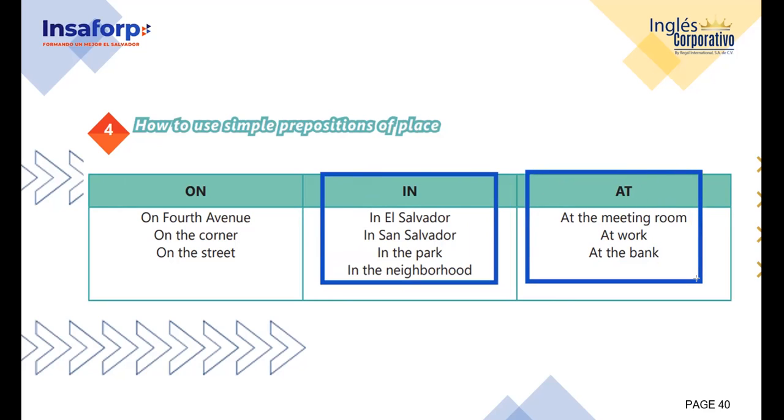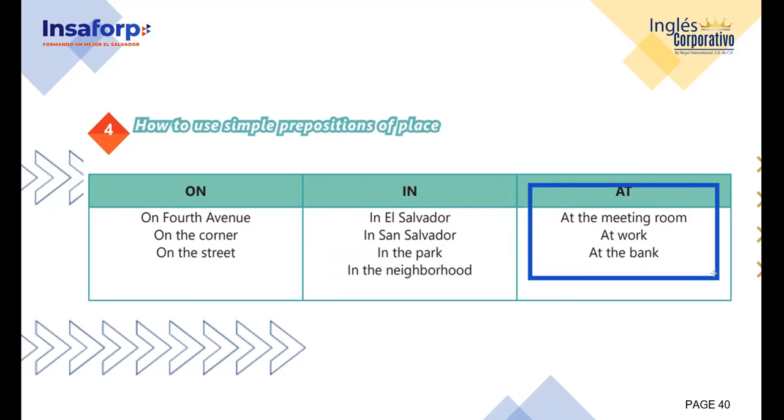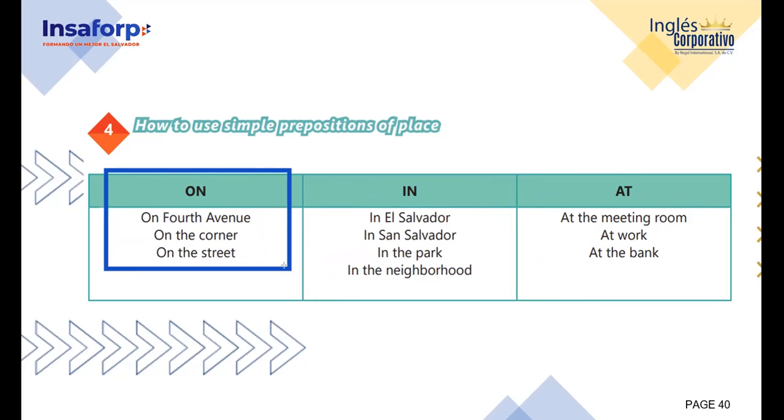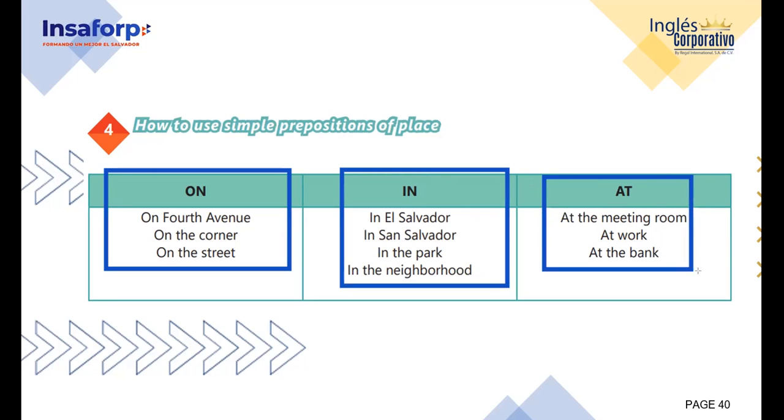Let's go next one. Kevin, at? At the meeting room. At work, at the bank. At the bank. Excelente. Ok, como pueden ver, lo vamos a utilizar, vea, cuando sea sobre una calle, les decía, es un poco específico, porque mencionas una avenida, por ejemplo, o un nombre de una calle. En el in es más que todo en un lugar grande, es lo que les decía la vez pasada, que es un poco menos específico, por ejemplo, en San Salvador, en El Salvador. De ahí el at ya es más específico, ¿ok? And so, yes, esto es un poco más específico.